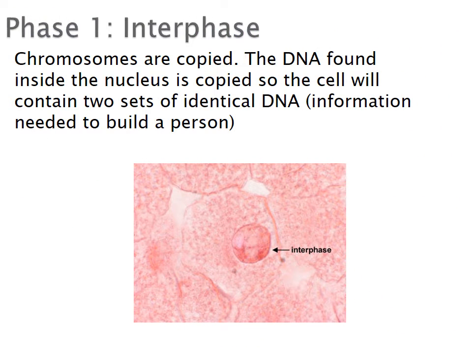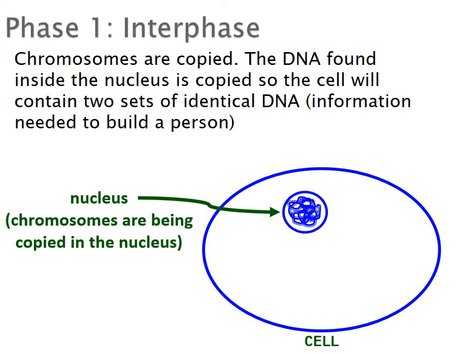So phase 1, interphase. Chromosomes are copied. The DNA found inside the nucleus is copied, so the cell will contain 2 sets of identical DNA. That's information needed to build a person. So this is what our diagram is going to look like that we're going to include in our booklet. So pause now. You can include the text and also write down your diagram.